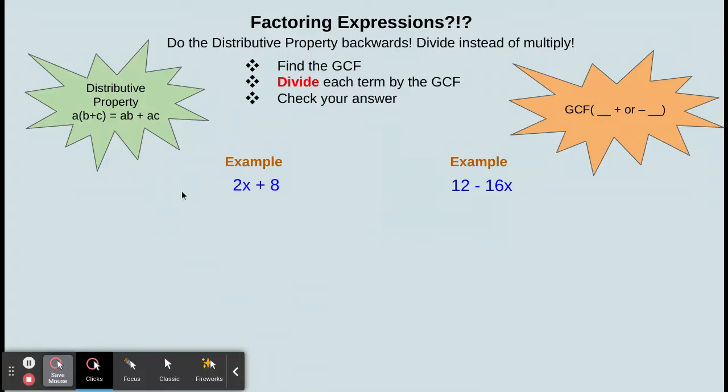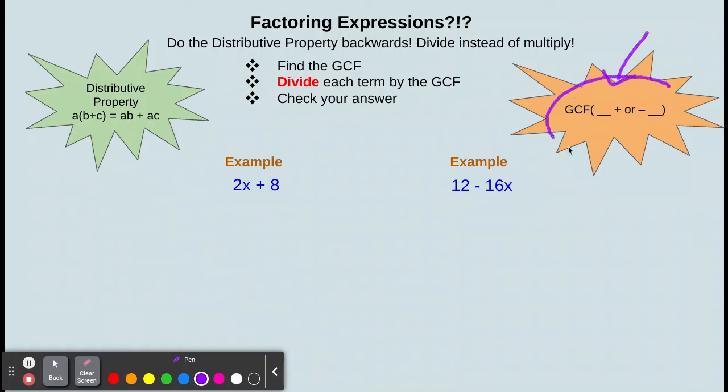Now, when we factor expressions, we need to use the GCF, and we need to do the distributive property backwards. That means we need to divide instead of multiply. Factoring an expression means we want it back in this form here with the GCF on the outside. Okay, so here we have two examples.